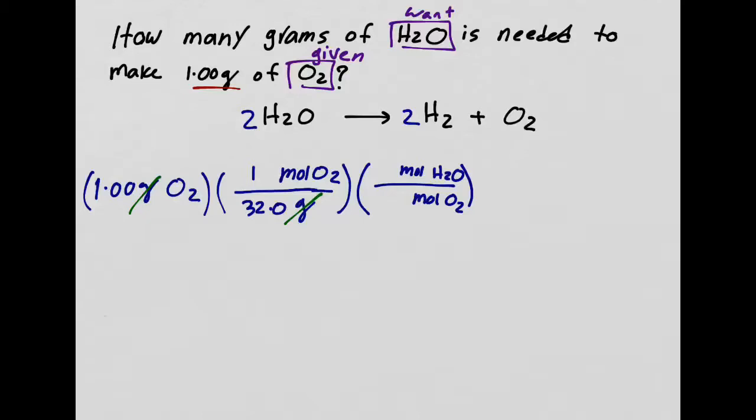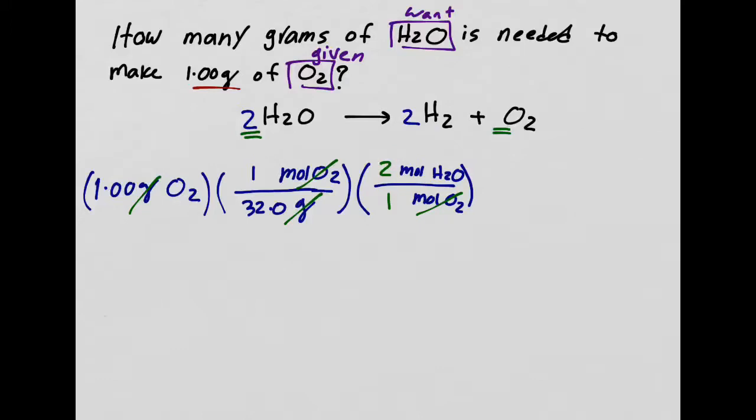So I already balanced this equation for you. I've been a little nice right now. If I look over here, this is 2 and this is just 1. So the mole ratio is 2 to 1. So the moles of O2 can cancel out and I end up with moles of H2O. That's what I want. I'm almost there.